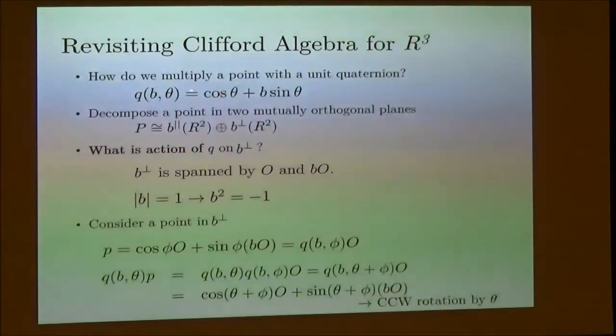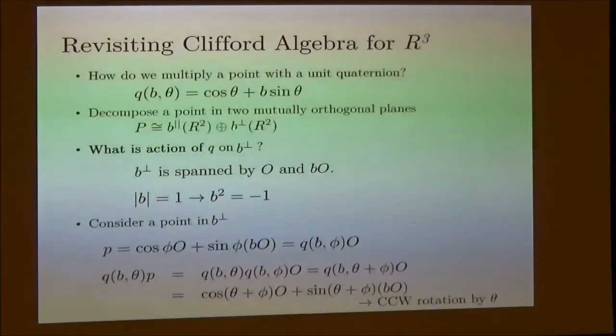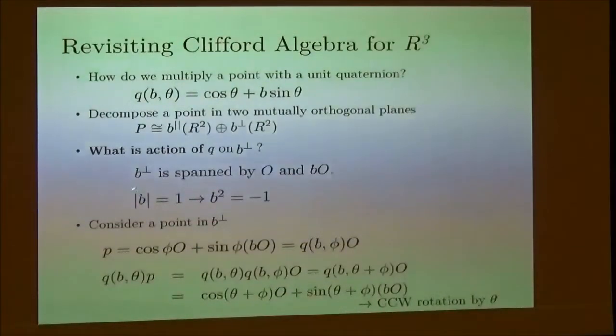And we want to multiply a point with a unit quaternion. Notice that this B is a bivector. It's not the usual unit vector that we had before. So let's first look at the action of Q on the B perpendicular. So the plane that's perpendicular to the B itself, the bivector. Now, B perpendicular is spanned by O and BO. Why? Because your basis vectors in B are 1 and B. If you apply the duality operator, you get basically the vectors that are perpendicular. And so both O and BO are actually perpendicular to every vector in the plane of B. And we also know that this is a unit vector, so B squared is equal to minus 1.